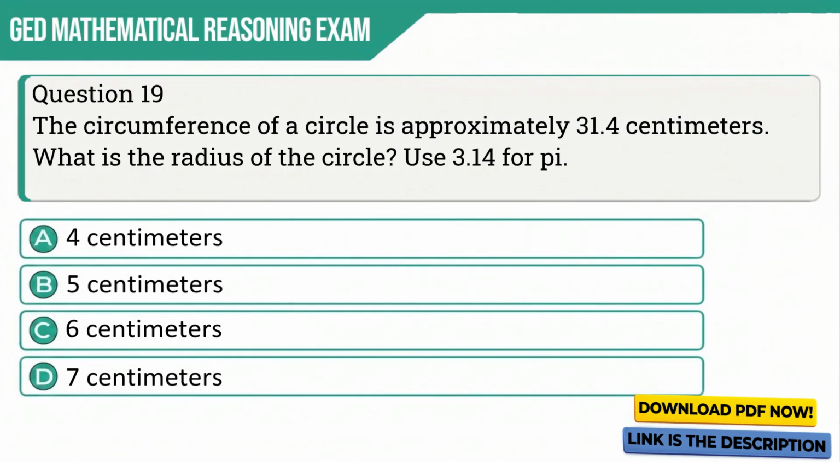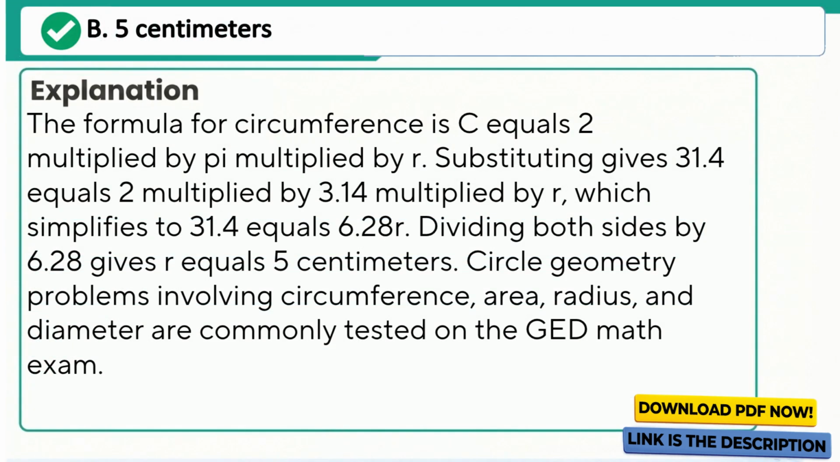Question 19. The circumference of a circle is approximately 31.4 centimeters. What is the radius of the circle? Use 3.14 for pi. A. 4 centimeters. B. 5 centimeters. C. 6 centimeters. D. 7 centimeters. Correct answer, B. 5 centimeters.